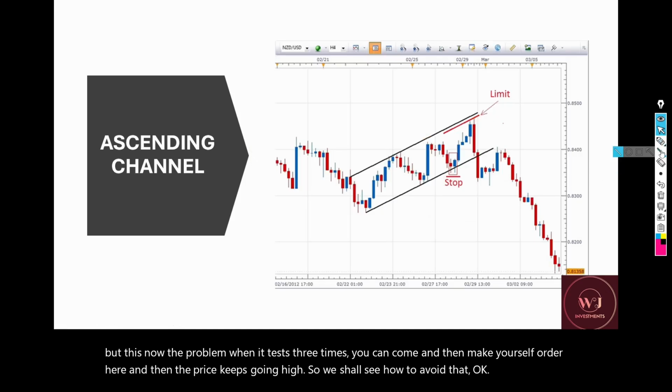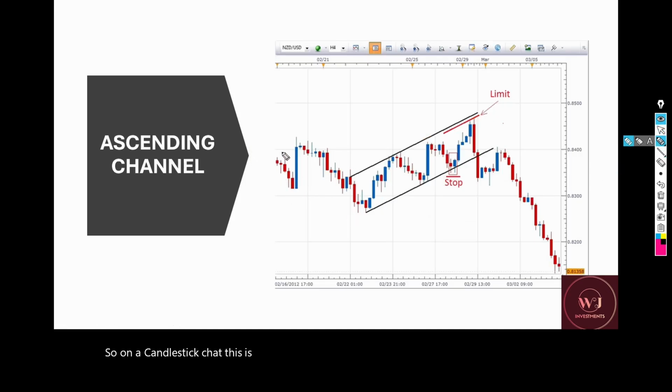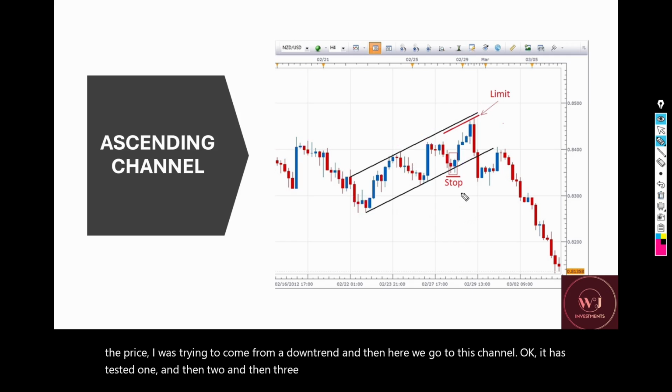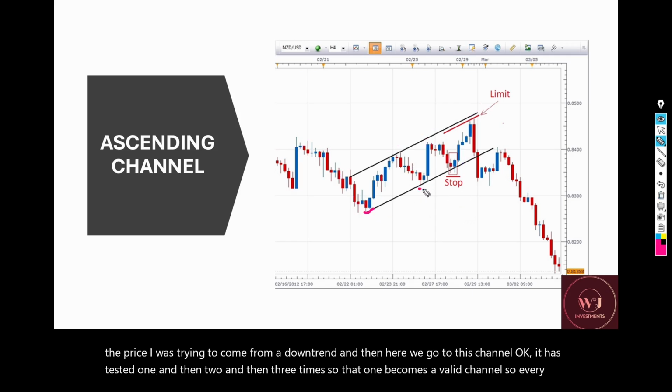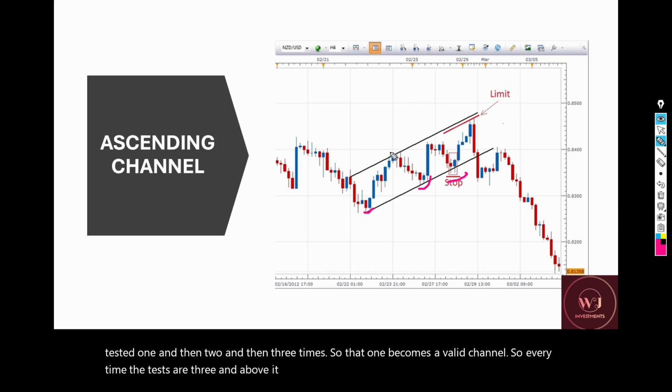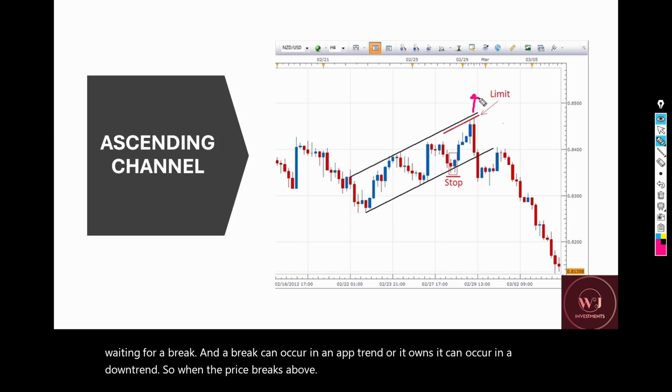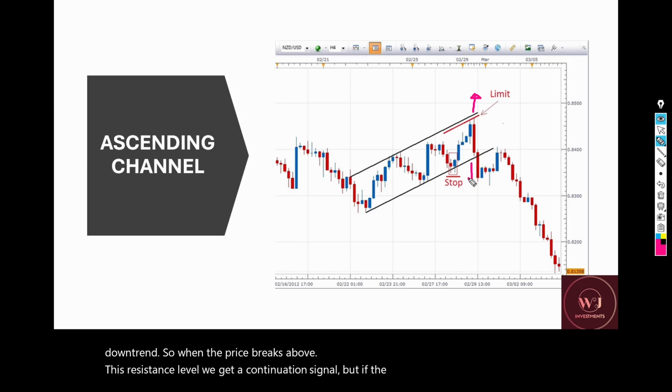On a candlestick chart, this is how this ascending channel looks. You can see that here the price was trying to come from a downtrend, and then here we got this channel. It has tested 1, then 2, and then 3 times, so that one becomes a valid channel. Every time the tests are 3 and above, it becomes a strong or valid channel. Here we are waiting for a break, and a break can occur in an uptrend or in a downtrend. When the price breaks above this resistance level, we get a continuation signal. But if the price breaks through this support level, we get what we call a reversal signal.